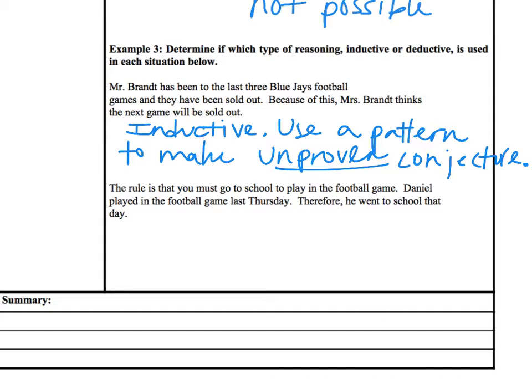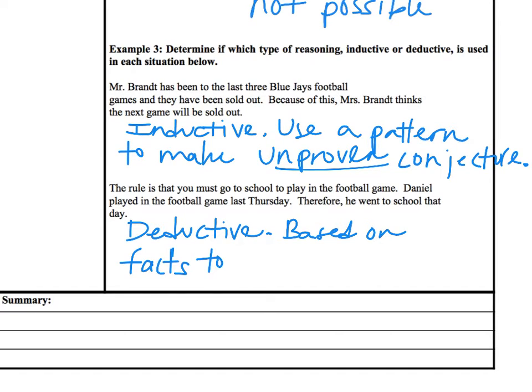Let's see. Keaton, what do you think? It's telling facts. Okay, so it's talking about facts. The rule is you have to go to school that day, and then we make the conclusion that he went to school today. So what do you think, inductive or deductive? Deductive. Nice. Deductive, based on facts, to say something you can prove.